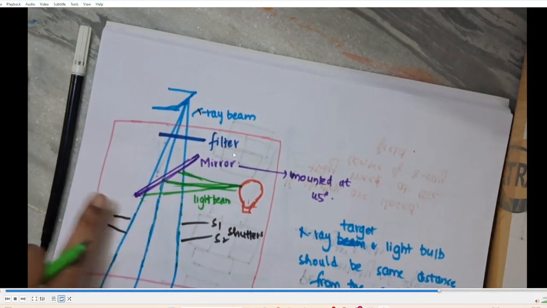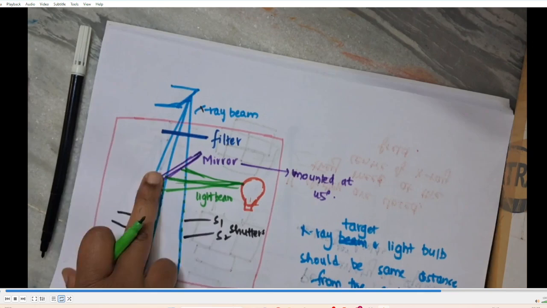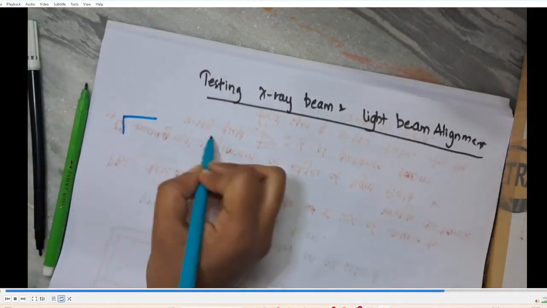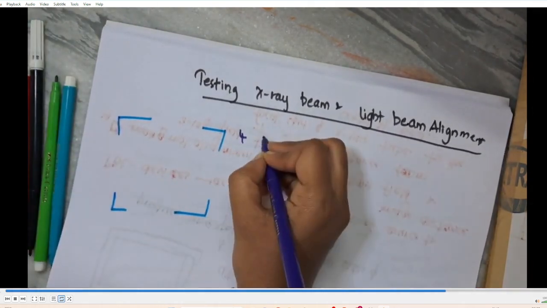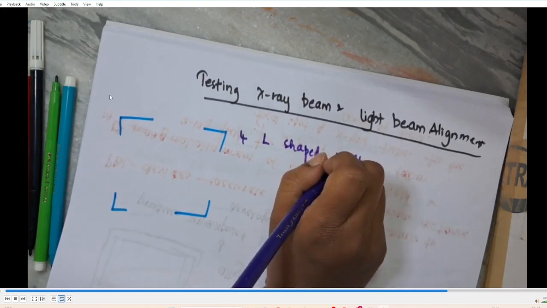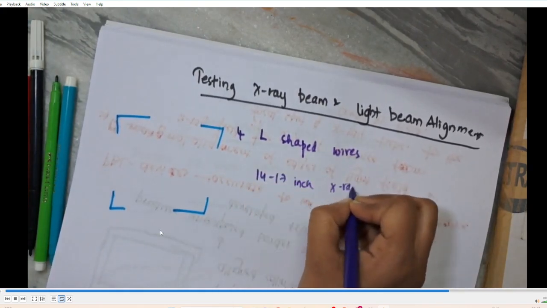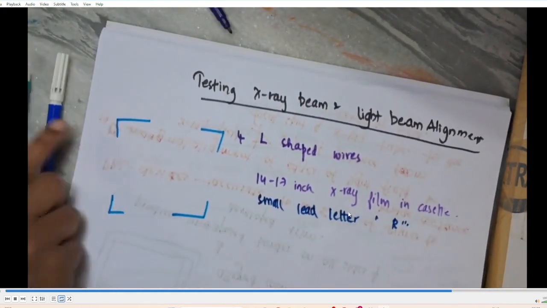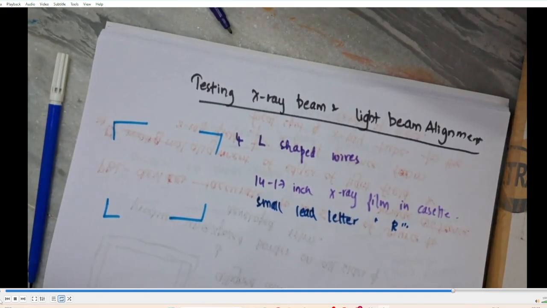Alignment of the X-ray beam and the light beam should be checked periodically because the mirror tends to get out of adjustment from daily use. The only equipment needed to test the alignment includes 4 L-shaped wires, a 14 to 17-inch X-ray film in a cassette, and a small lead letter R.